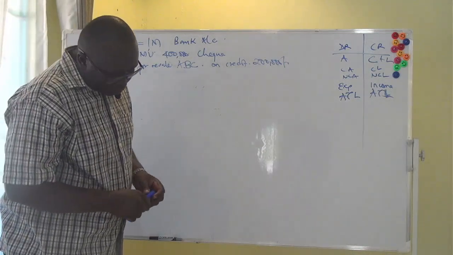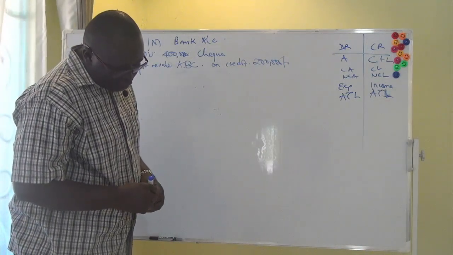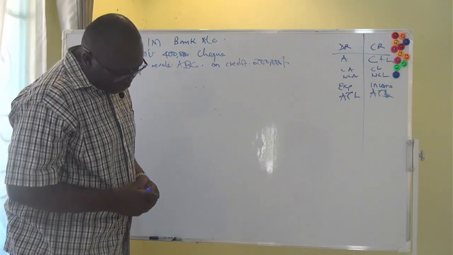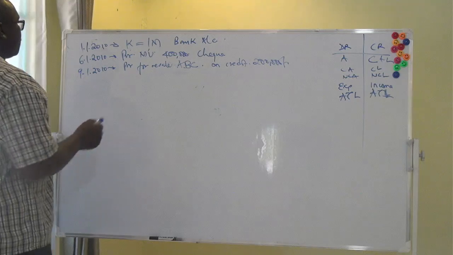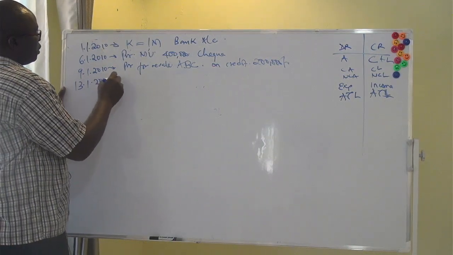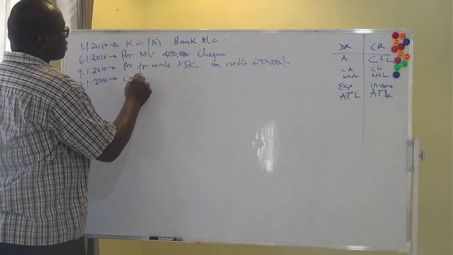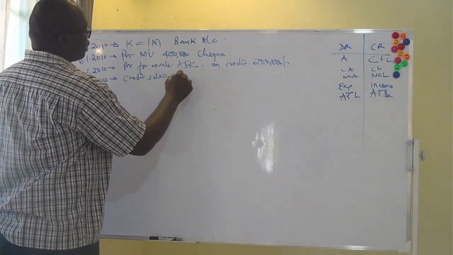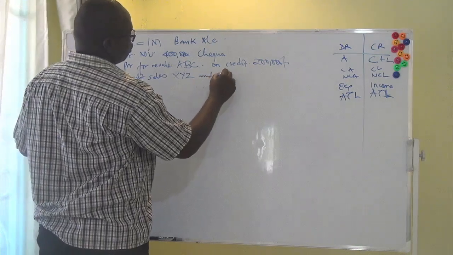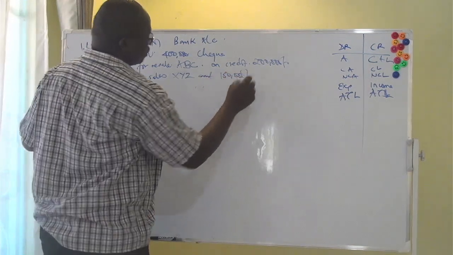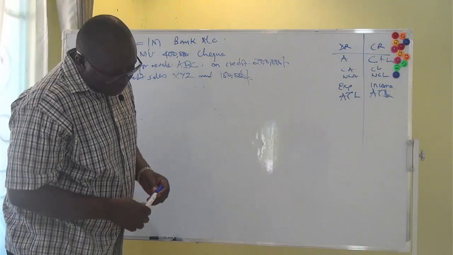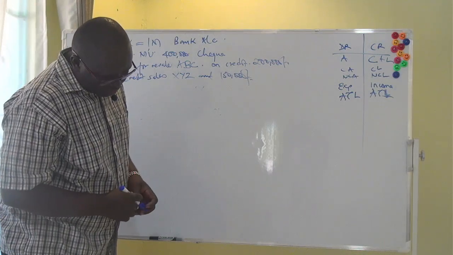Then on the 13th of January 2010, he sold some part of these goods to XYZ Company Limited on credit, for 150,000 shillings. Now he made credit sales to XYZ amounting to 150,000 shillings.